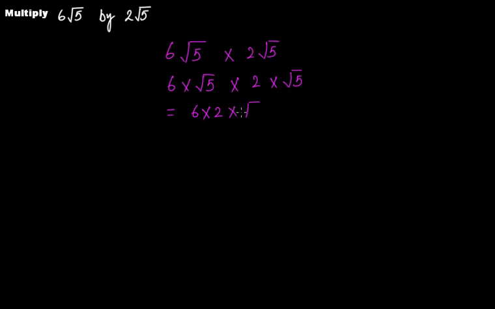In this case, we have to multiply 6 square root of 5 by 2 square root of 5. So 6 square root of 5 multiplied by 2 square root of 5. This is basically 6 multiplied by square root of 5 multiplied by 2 multiplied by square root of 5. So this gives you 6 multiplied by 2 multiplied by square root of 5 multiplied by square root of 5. From here you get 12 multiplied by 5, since square root of 5 multiplied by square root of 5 is 5. This will give you 60. Right? So 60.